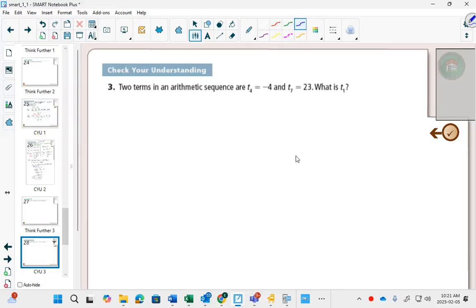Question is quite a bit more difficult. I'm going to show you a couple of strategies that you can use. Right now, they only give us two terms in the arithmetic sequence, and unfortunately, neither of them are term 1.